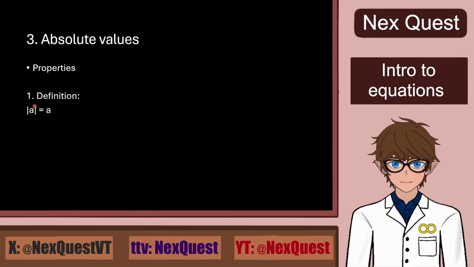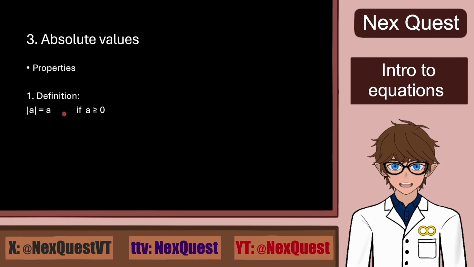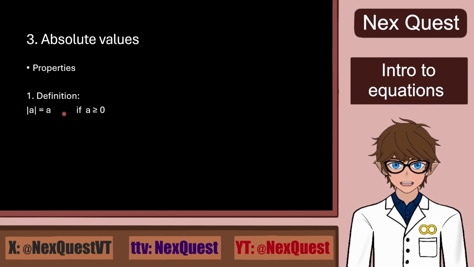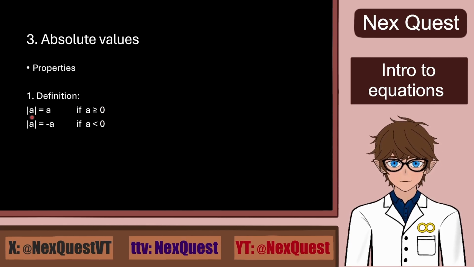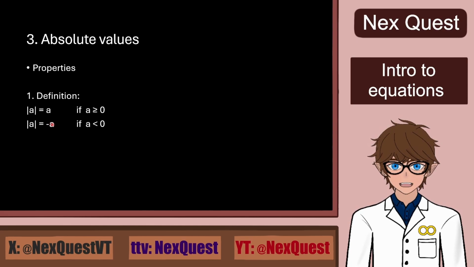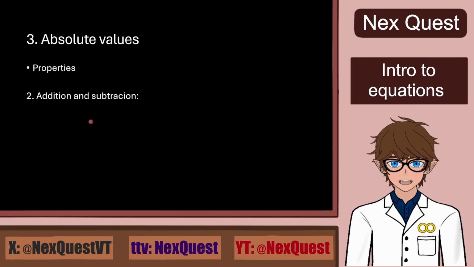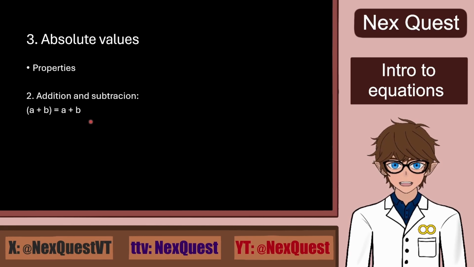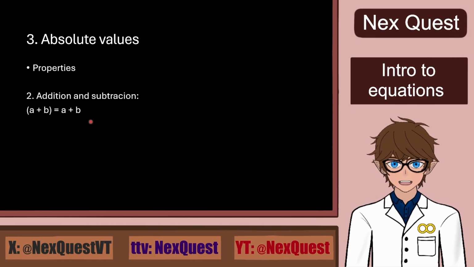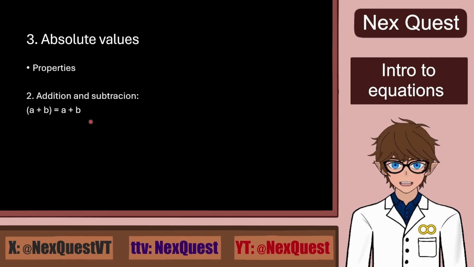By definition, the absolute value of a equals a if a is greater than or equal to 0. An inequality, now we know what this means. And the absolute value of a is equal to minus a if a is lesser than 0. Now, the next property is addition and subtraction. We know that if we have a bracket a plus b, that equals a plus b outside of it.